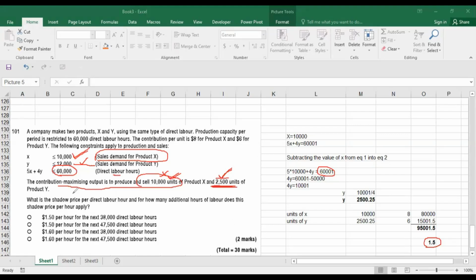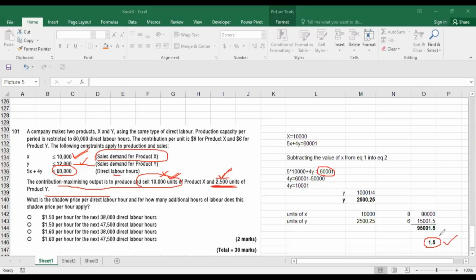So they are asking, what is the shadow price per direct labor hour? For every direct labor hour which I will add into my system, I will use it on making units of product Y. And as a result, every one labor hour will increase my contribution by $1.5. So we can give $1.5 extra for a labor hour.